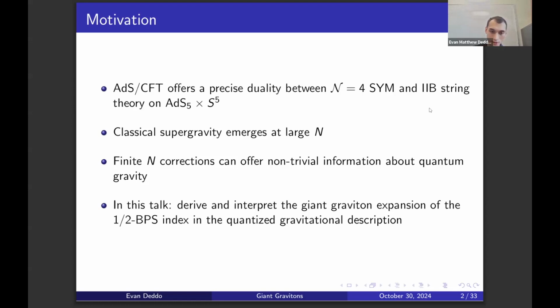In this talk, I will discuss how to derive and interpret the giant graviton expansion of the half-BPS index, a field theoretic quantity, in terms of the quantized supergravity description at finite N. So we'll understand these finite N corrections.